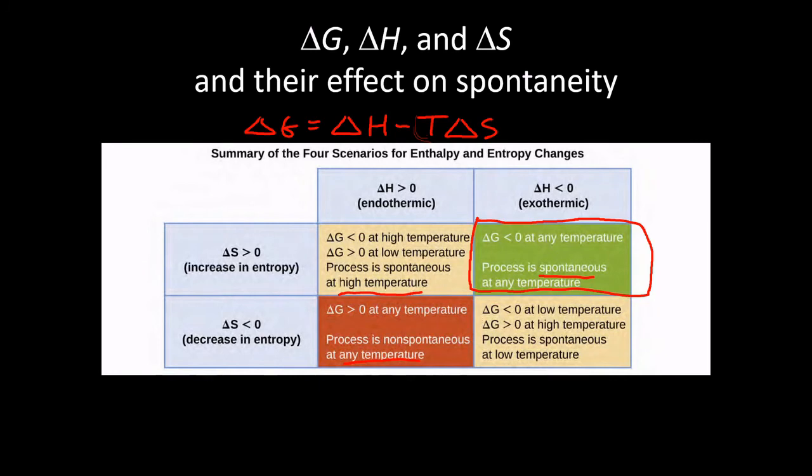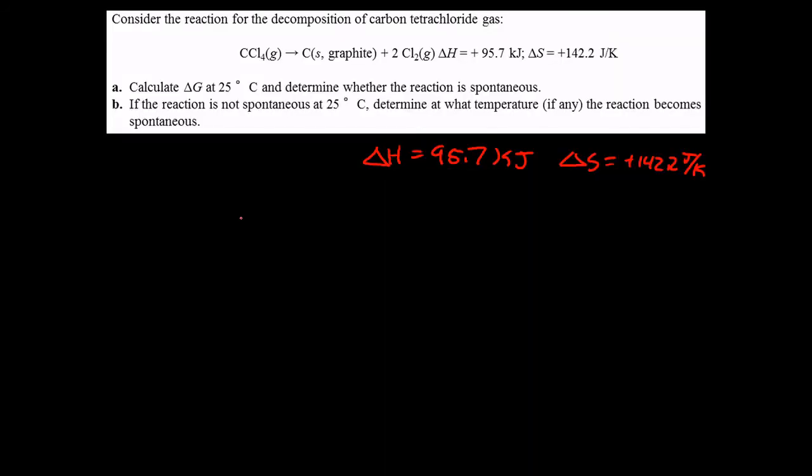That is going to put us here in this realm, because we have an endothermic reaction and the entropy is increasing. And so we don't actually know, just from looking at those signs, whether the reaction is going to be spontaneous or not. So we're asked to find delta G at 25 degrees C and determine whether the reaction is spontaneous.